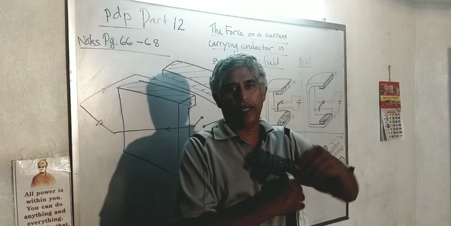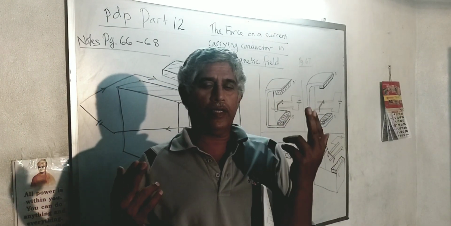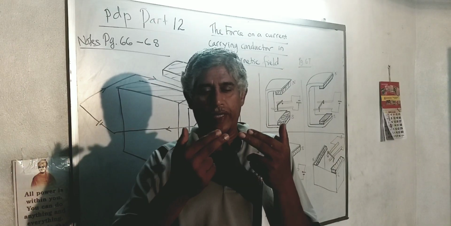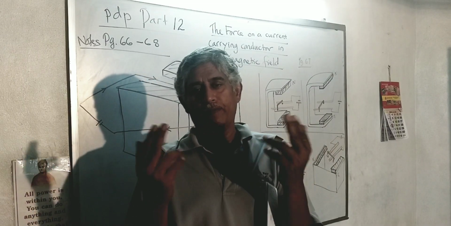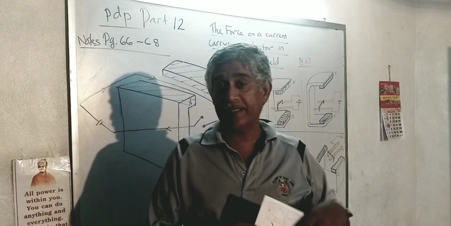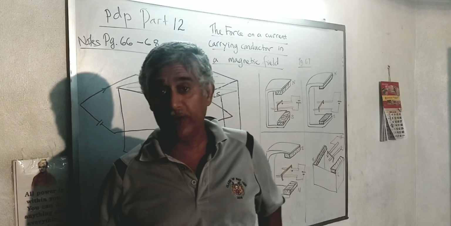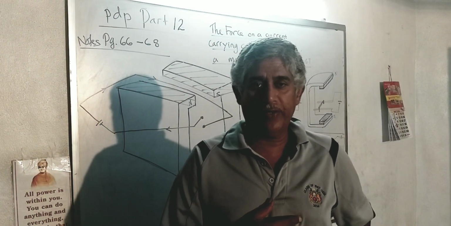As you all know, when you have two pieces of magnet, one north, one south, when you bring them together, the same pole will repel. If it is the opposite pole, they will attract. That means there is a force involved here when you bring the magnetic fields closer. So that's the idea we're going to use here.